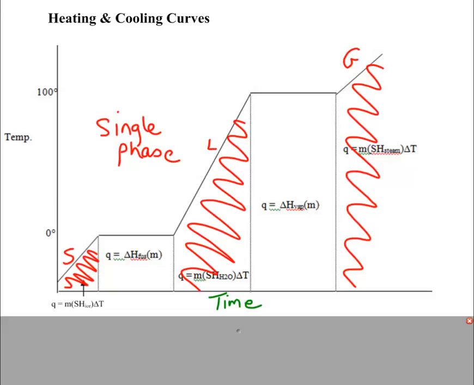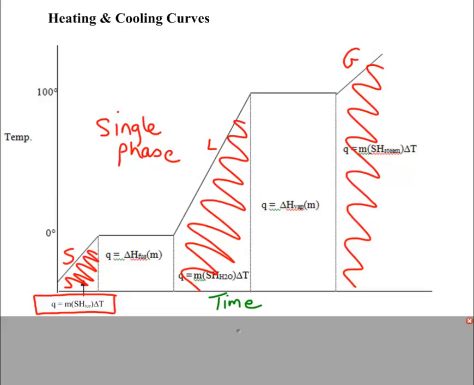And if we wanted to figure out how much energy is required to change the single phase from one temperature to another, we're going to use the specific heat equation. Okay, we've worked with it many times. It's Q, the heat of the reaction, equals the mass of the substance times its specific heat times its temperature change. The equation stays the same.